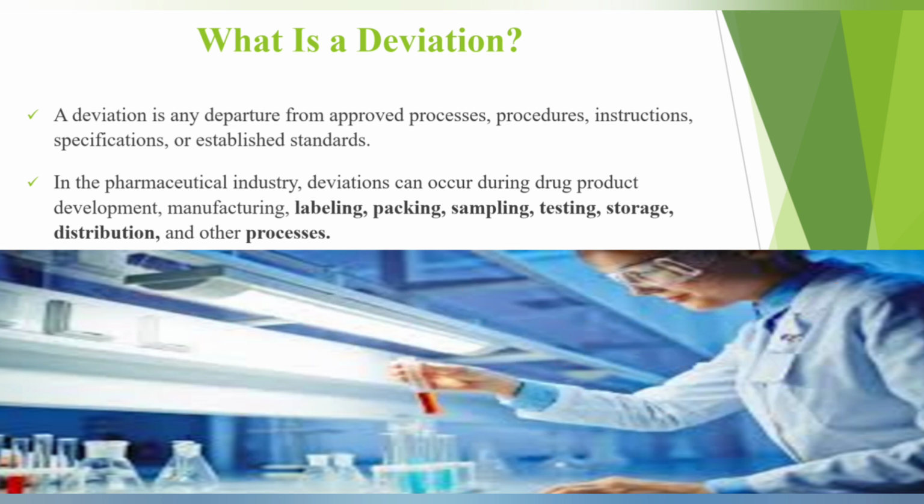A deviation is a departure from approved processes, procedures, instructions, specifications, or established standards. In the pharmaceutical industry, deviations can occur during drug product development, manufacturing, labeling, packing, sampling, testing, storage, distribution, and other processes.